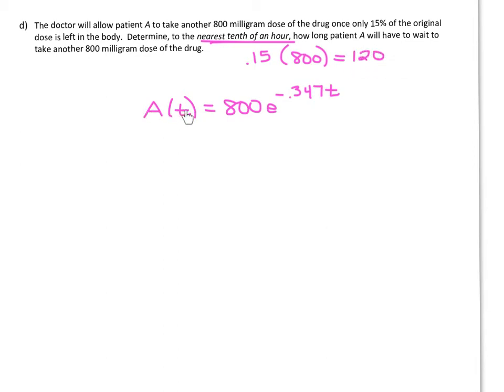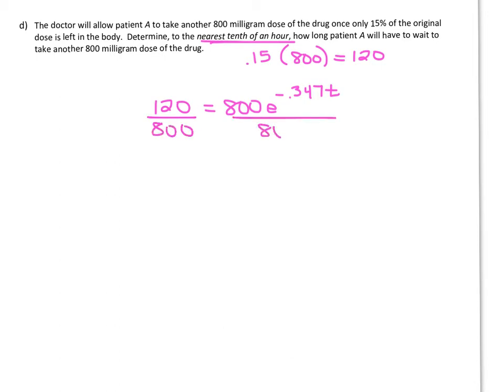So I'm going to replace this A of t with 120. We want that to be the amount remaining. So let's replace that with a 120. And then we're just going to solve. So I'd like you to hit pause, solve this, and then hit play and see how you did. All right, so we know that the base e contains this variable exponent on it, so we need to get the e by itself. So let's first divide both sides of the equation by 800.